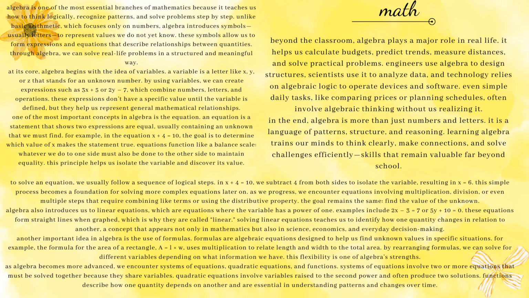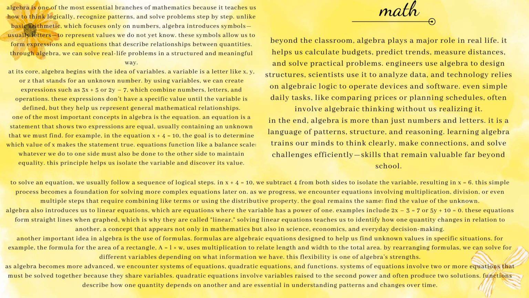To solve an equation, we usually follow a sequence of logical steps. In x plus 4 equals 10, we subtract 4 from both sides to isolate the variable, resulting in x equals 6. This simple process becomes a foundation for solving more complex equations later on. As we progress, we encounter equations involving multiplication, division, or even multiple steps that require combining like terms or using the distributive property. The goal remains the same: find the value of the unknown.